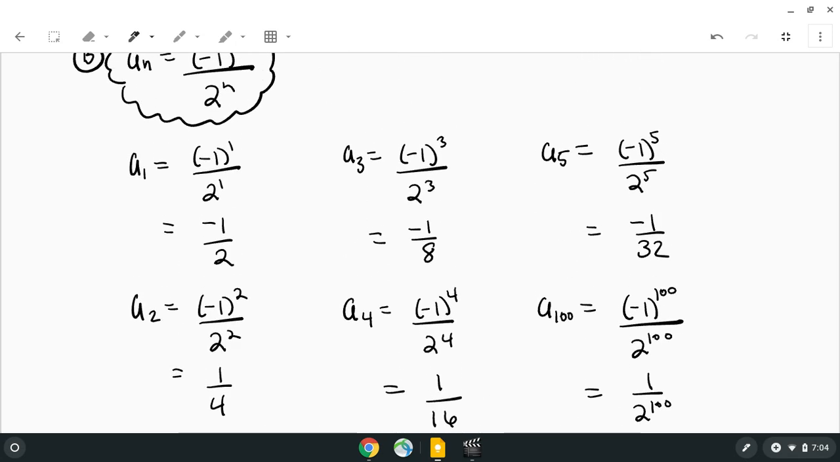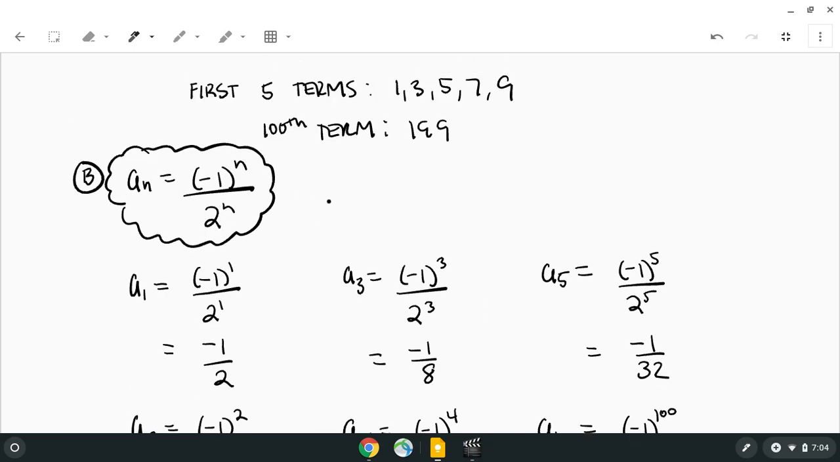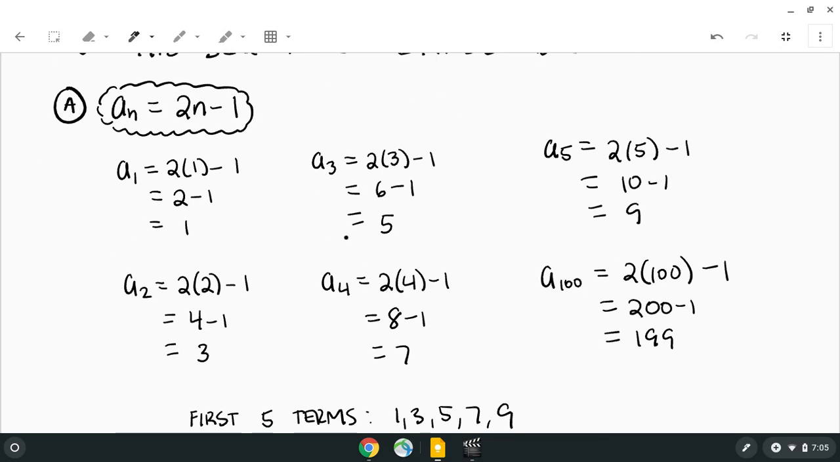When you're given the sequence's function, it's pretty straightforward. Whatever term you want to find, you just plug in that number. So if you want to find the 50th term, then you would plug in 50. Okay, so finding terms when you're given the function is pretty straightforward.